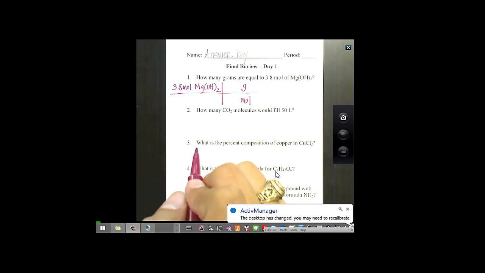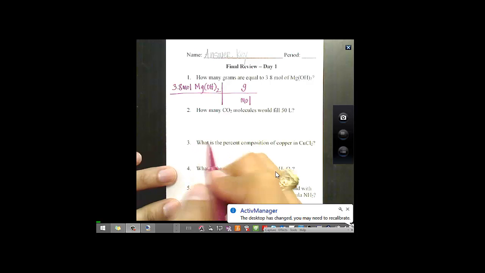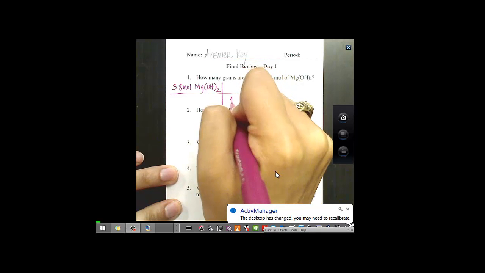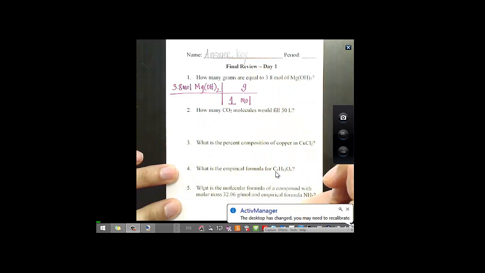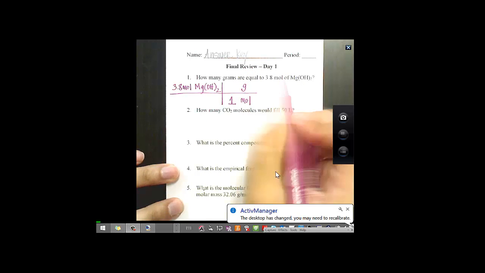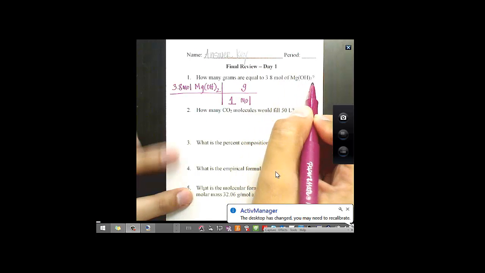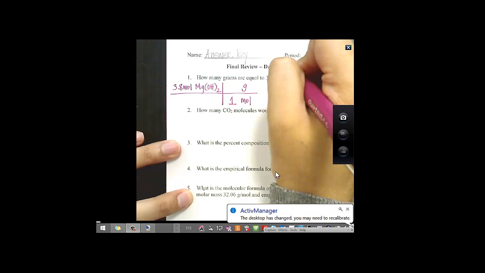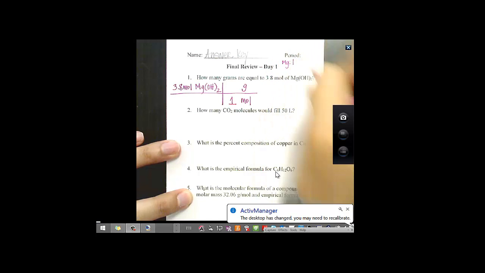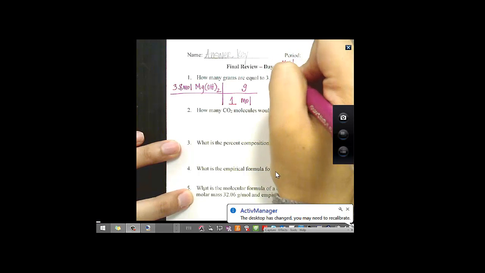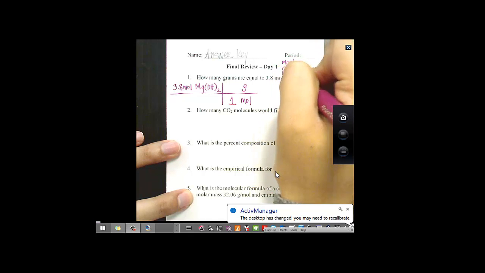Now remember that 1 mole equals the molar mass in grams, right? That's up there on that chart. So 1 mole equals molar mass. So we're going to put a 1 down here on the bottom. But then we need to find the molar mass of MgOH2. So we have Mg, magnesium. We have 1 magnesium. We have oxygen. There's 2 oxygens. And hydrogen, there's 2 hydrogens.